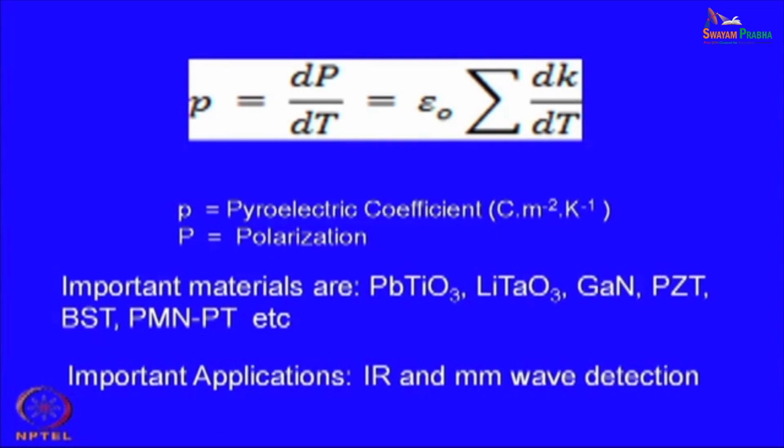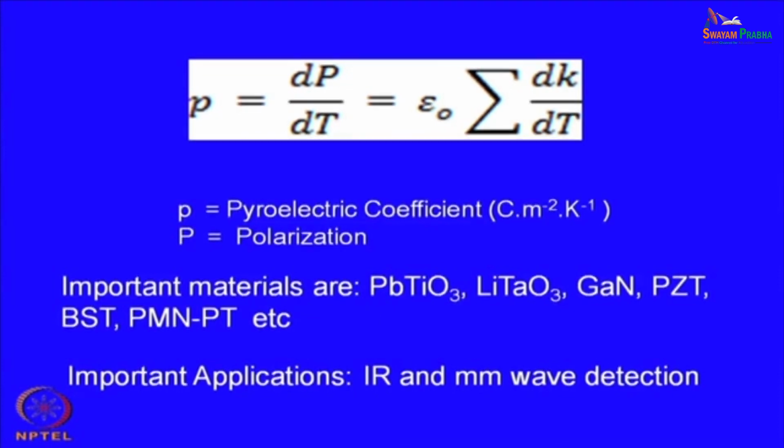This is the pyroelectric relationship. The pyroelectric coefficient P is equal to dP/dT, where P is the electric polarization as a function of temperature, and that is the summation of different terms, with epsilon naught the permittivity of free space. The important materials, we will not be going into the very details of this, just to summarize this effect.